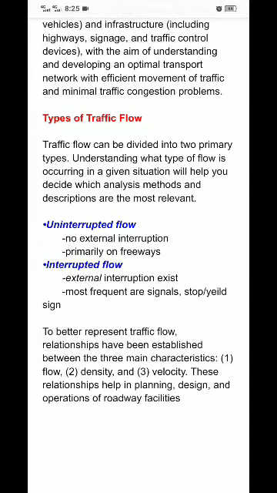To better represent traffic flow, relationships have been established between the three main characteristics. The first is flow, the second is density, and the third one is velocity. These relationships help in planning, design, and operations of roadway facilities.